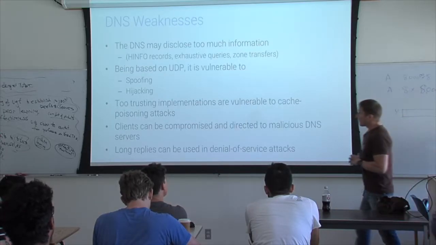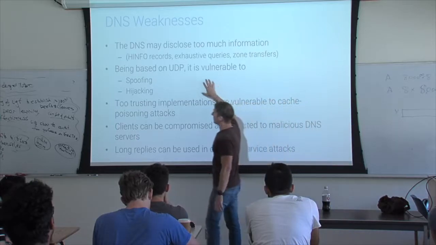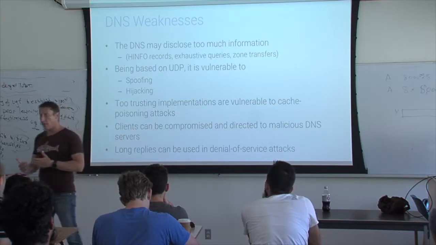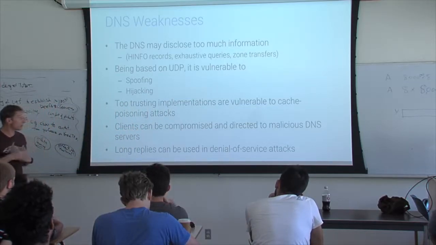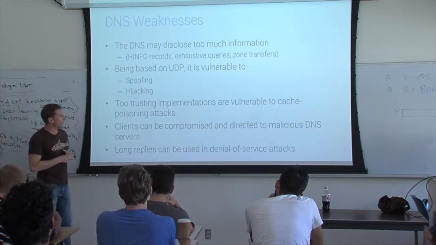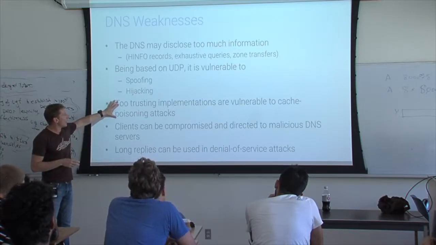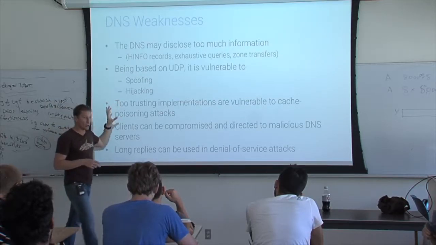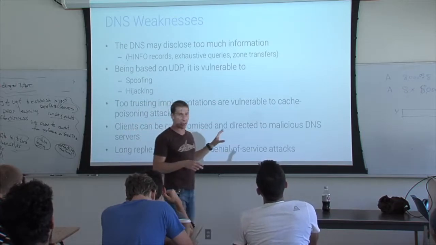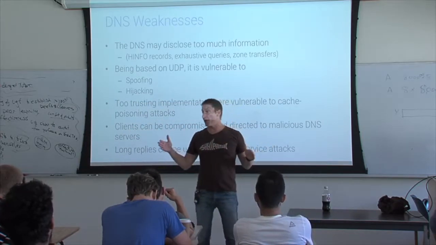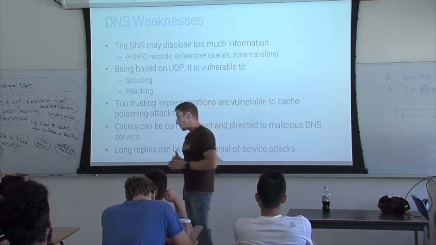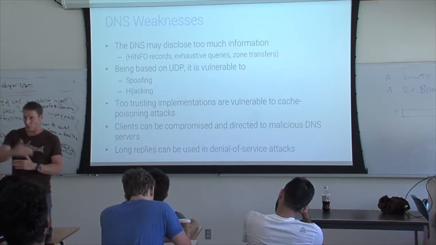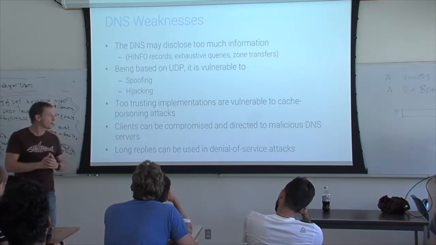So there are several weaknesses. First of all, it's based on UDP, so it's vulnerable to spoofing and hijacking. You can race against a DNS server, or you can spoof a particular server. An implementation that trusts too much the information returned by a server could be vulnerable to a series of cache poisoning attacks. We have seen a bunch of those throughout history. Once again, as we will see, there is a series of checks that have been done, then broken, then done, and then improved and broken.